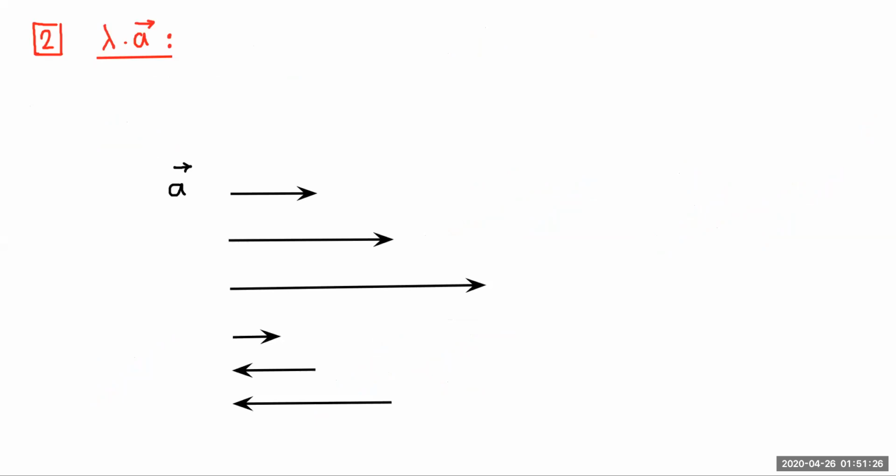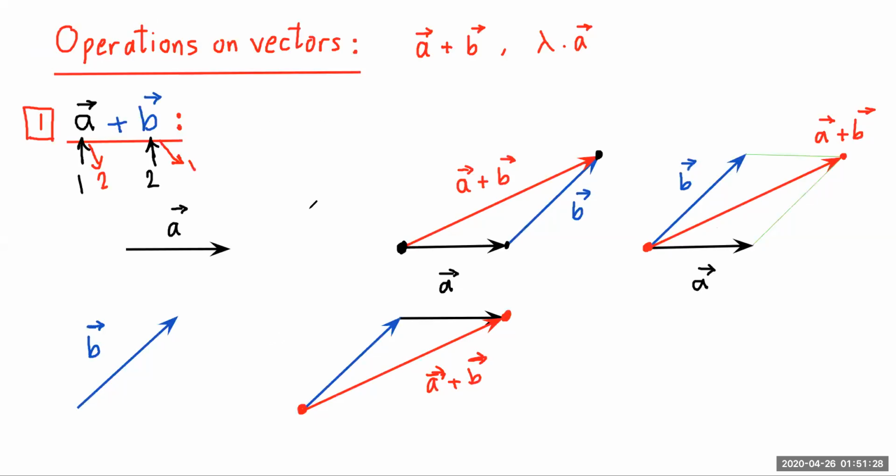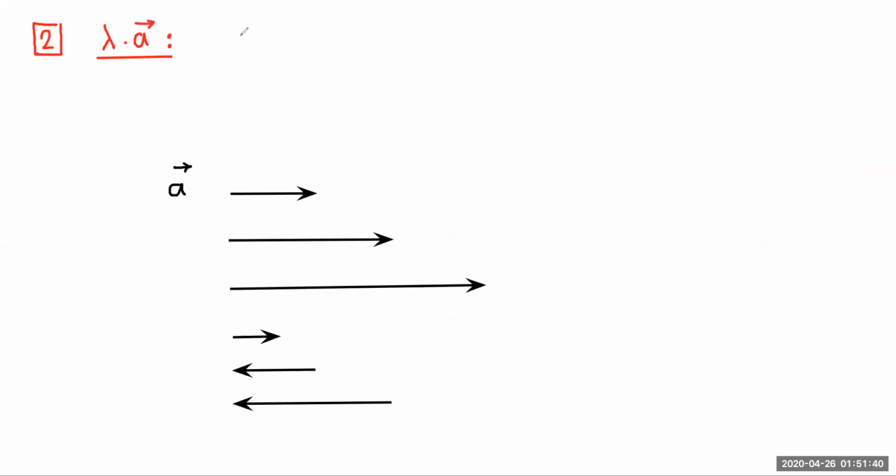Now, after the addition of two vectors, let's take the product of a vector. The second operation on vectors is the product of a vector by a number. So for any real number lambda, we can define the vector lambda times A.